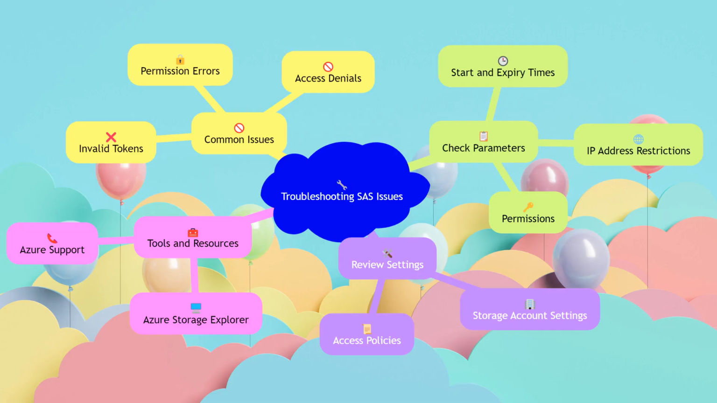When working with SAS, you may encounter issues such as invalid tokens, permission errors, or access denials. Troubleshooting these issues involves checking the SAS token parameters, such as permissions, start and expiry times, and IP address restrictions. Additionally, reviewing the storage account settings and access policies can help identify any misconfigurations. Azure provides various tools and resources, such as Azure Storage Explorer and Azure Support, to assist with troubleshooting SAS issues and ensuring that your access control mechanisms are working as intended.